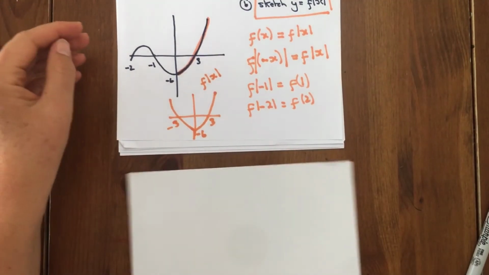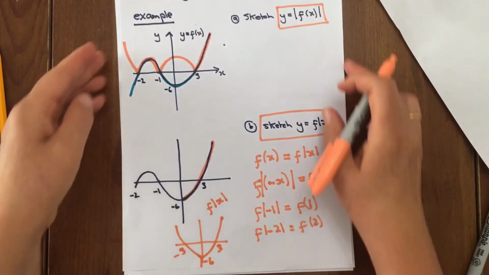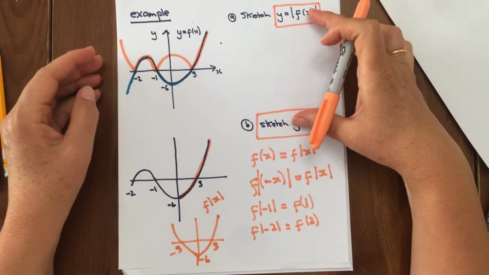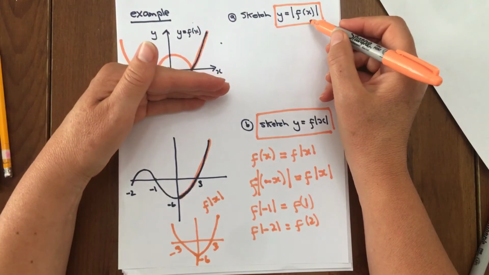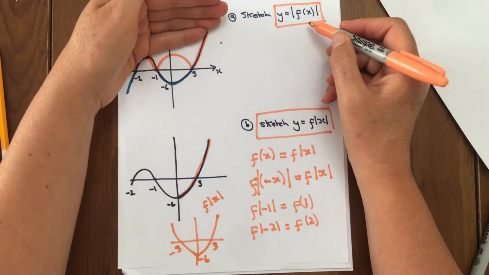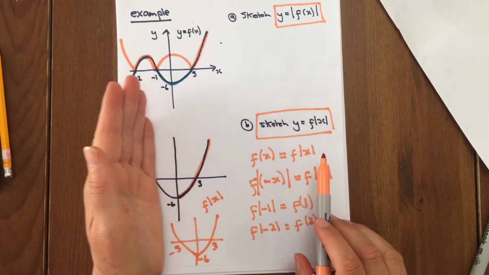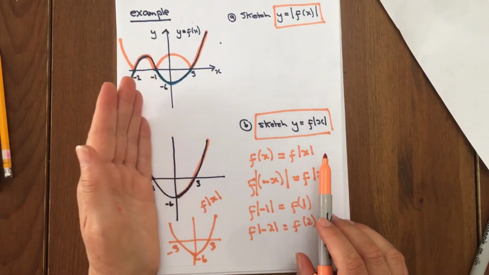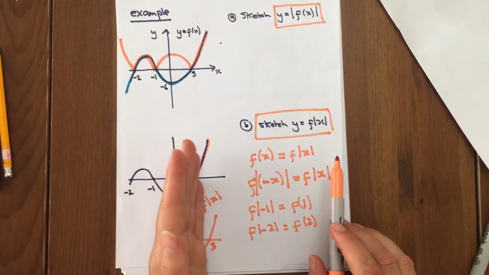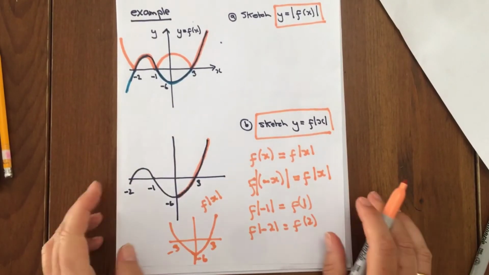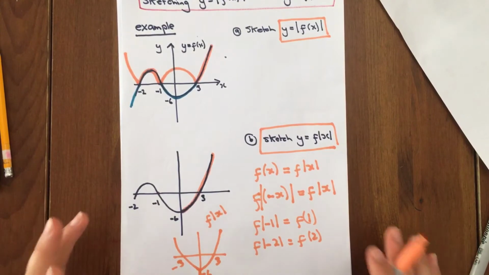So the difference between these two types of graphs is this one, everything beneath the x-axis is reflected on the x-axis, and here you ignore everything for negative x, because the negative x values will take the same as the positive x values. So it's a reflection about the y-axis. Okay, so get those two examples in your book, really important.